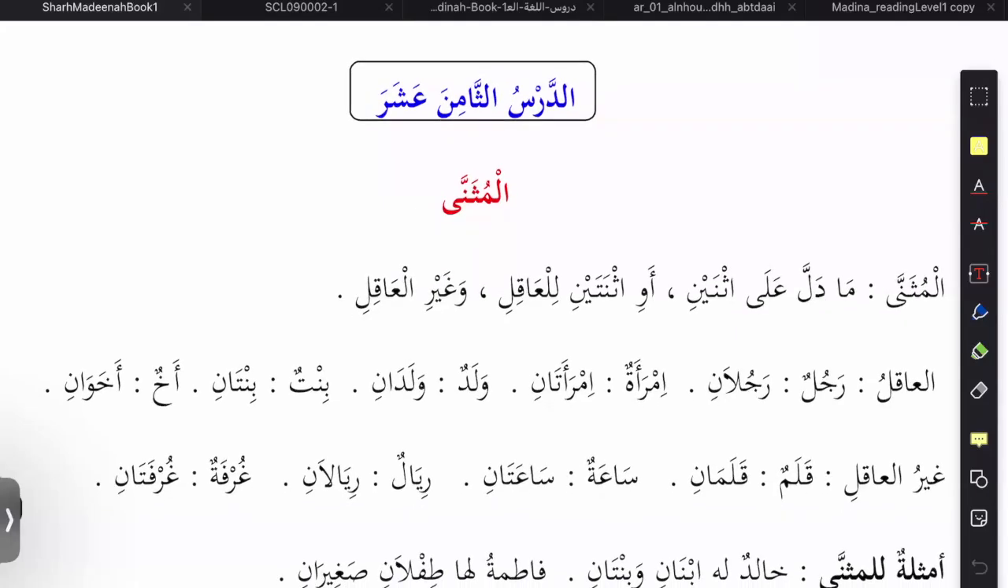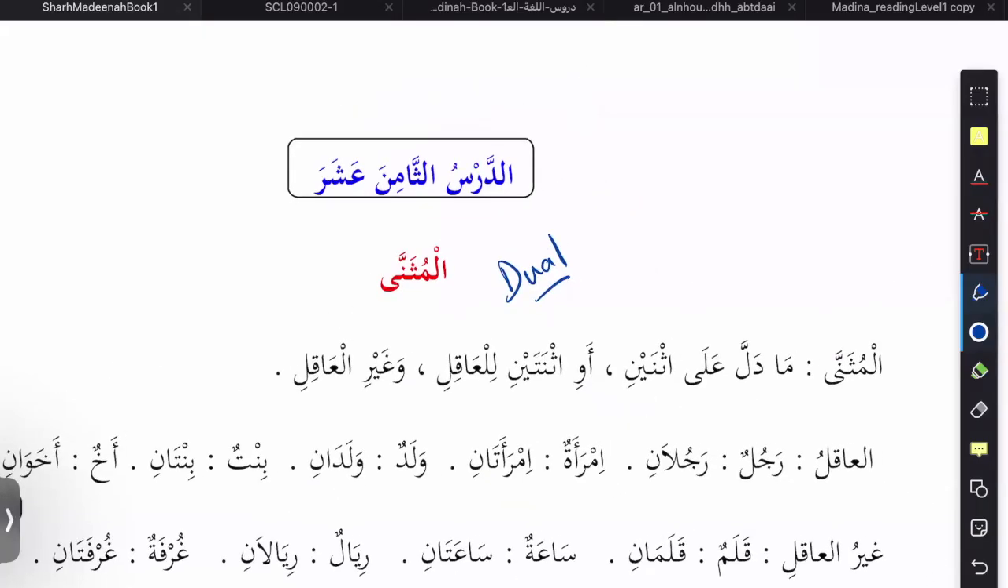So we'll start with الدرس الثامن عشر, which is the 18th lesson. And now, for the first time, we will be introduced to this concept of al-muthanna, which is the dual. As I mentioned to you a few times, the Arabic language divides numbers into three primary categories or divisions.